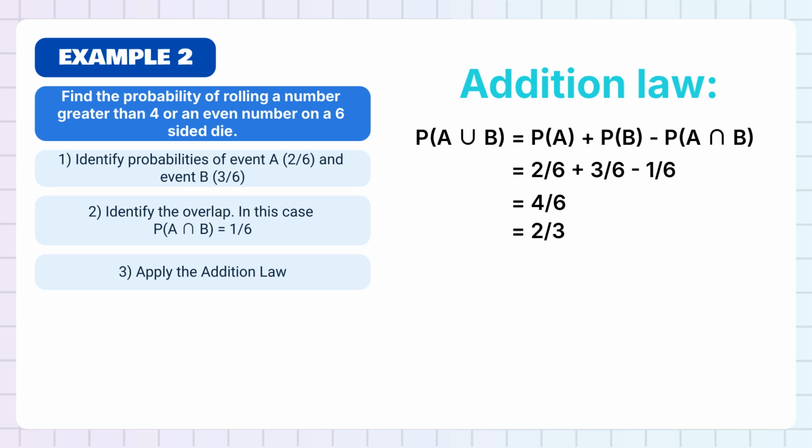By working through these examples, we see how to apply the addition law of probability to different scenarios. Remember to always check for overlap, and remember that if events are mutually exclusive, the overlap is zero. Keep practicing with similar problems to get comfortable with this concept.